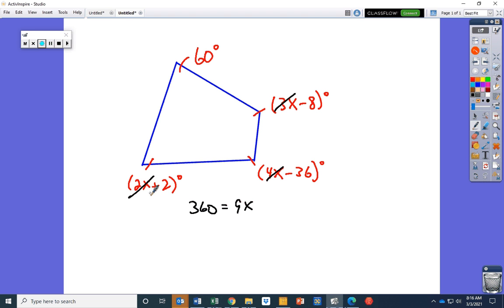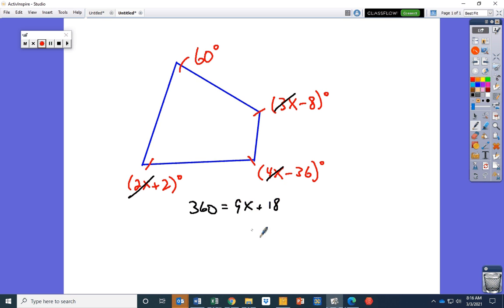Okay, so let's take a look at this. Now, first of all, can I combine 60 plus 2? Yeah, what's 60 plus 2? 62. Now let's get rid of 8 from that. What's 62 minus 8? 54. And what's 54 minus 36? 18. Good. So I'm done. Now, again, if you want to write it all out, I'm totally fine with that. But how many of you got 360 equals 9x plus 18?